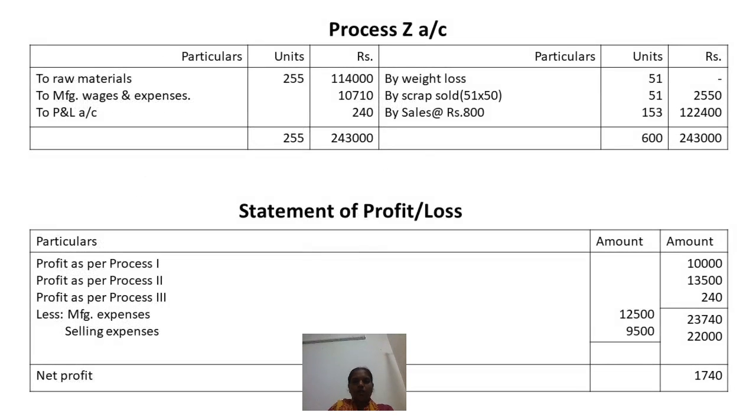And then we have to write one more statement, that is statement of profit or loss. Profit from the first process, process X, is 10,000. Profit from the second process, process Y, 13,500. And then profit from the third process, that is process Z, 240. Put together we get 23,740. From that we have to deduct the manufacturing expenses and selling expenses, that is 22,000. Then we get finally 1,740 as the net profit.